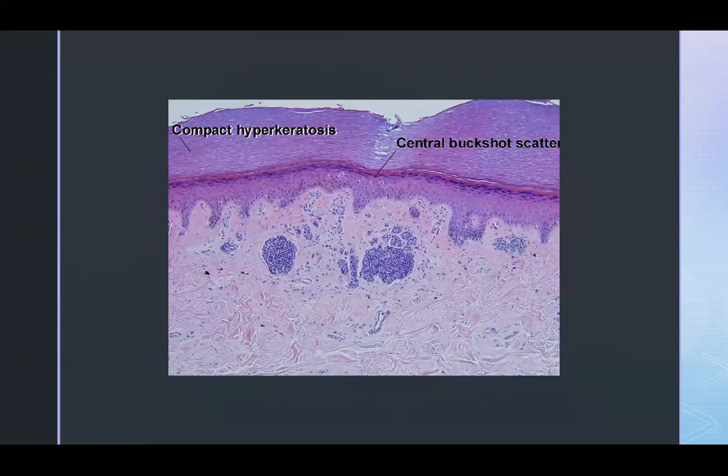Here's another example of an acral nevus. You can see the compact hyperkeratosis, which allows you to know it's on an acral surface. You see central buckshot scatter of the melanocytes, so that focal pagetoid, which can be present in up to 1/3 of acral nevi. And then these really well confined nests in the dermis, which have melanocytes.